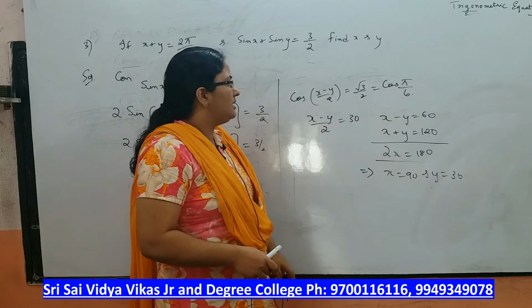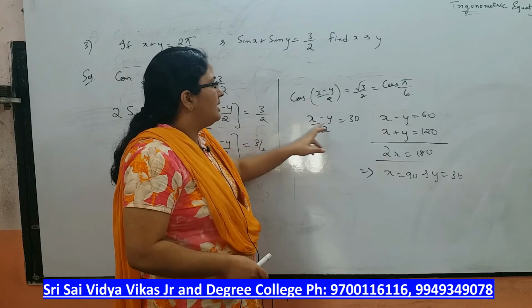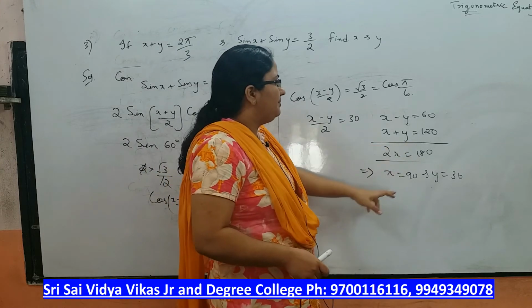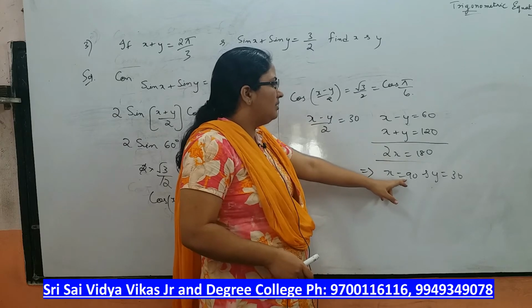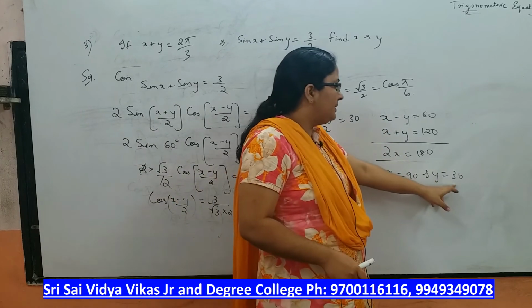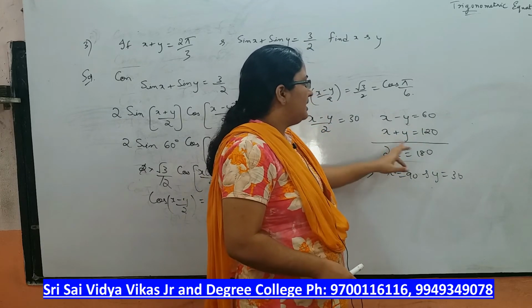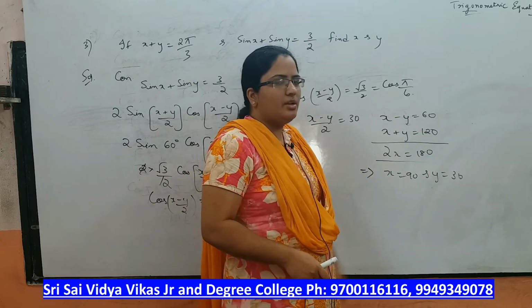Now x minus y by 2 is 30, that means x minus y is 60, and x plus y is 120. Add both, 2x equal to 180, x is equal to 90, and y value is equal to 30. So 90 minus 30 will be 60, 90 plus 30 will be 120, therefore x value is 90 and y value is 30.